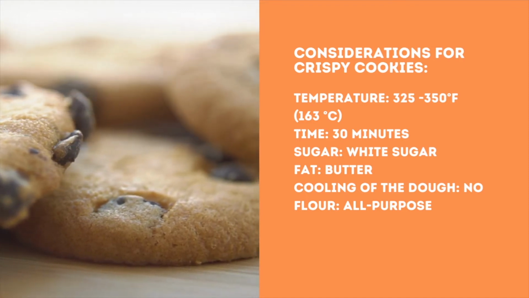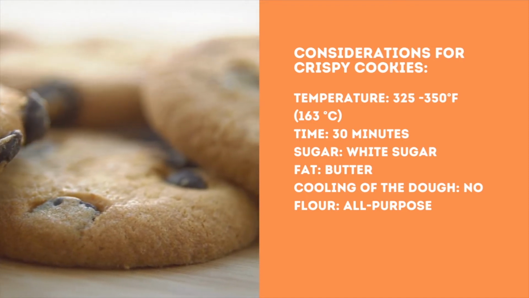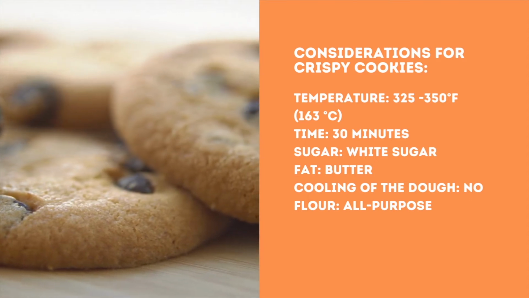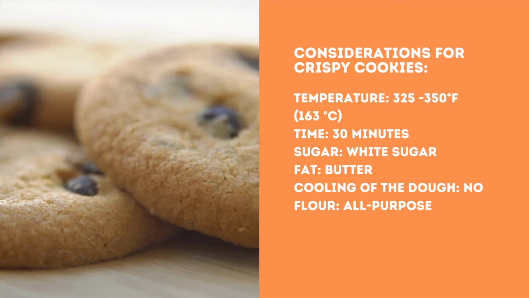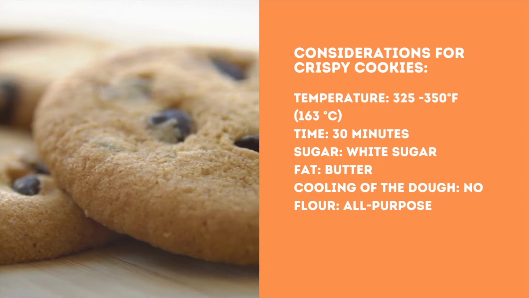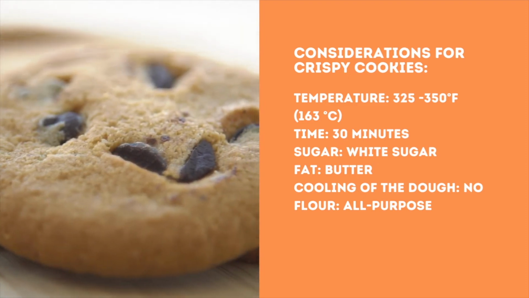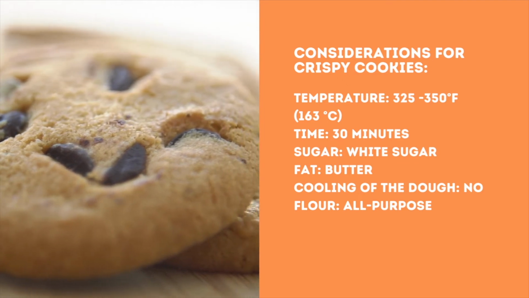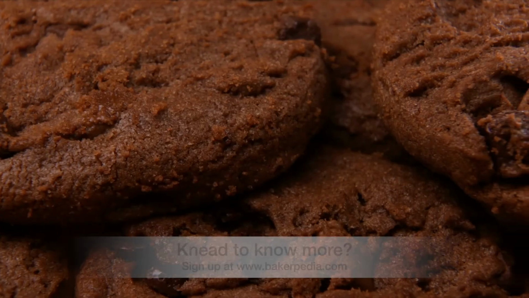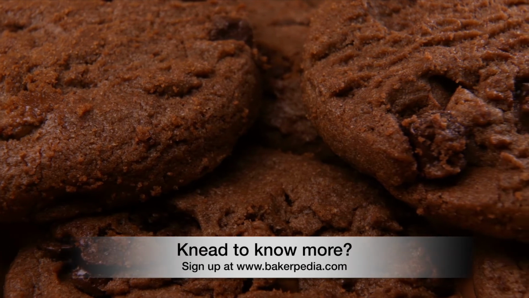Considerations for crispy cookies. Temperature, 325 degrees Fahrenheit, 163 degrees Celsius. Time, 30 minutes. Sugar, white sugar. Fat, butter. Cooling of the dough, no. Flour, all-purpose.